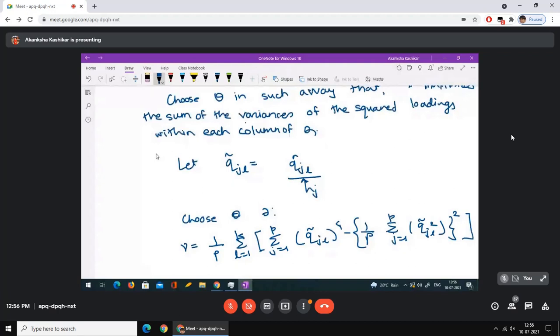In general we know the variance of x is the expected x square minus the expected x whole square. So we are trying to do something like that. Now we want the variance of the squared loading, so we would want the variance of q square. So it would be the expectation of q raised to 4. Hence q raised to 4 is coming into the picture, and because you want expectation, we are replacing it by the sample mean, so sum and then 1 by p. And then this is like expected q square, and then you take the whole square. Expected q square, whole squared.